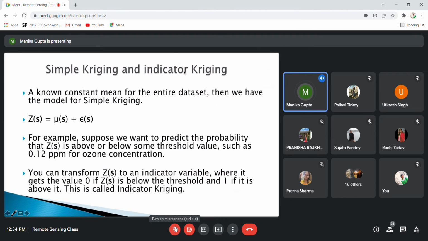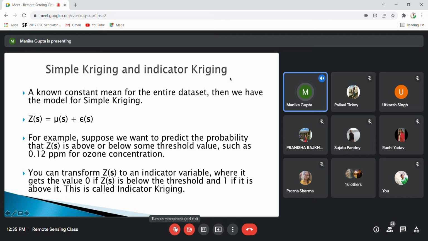Okay, so this was about universal kriging. Now there are 2 more kriging types: one is simple and one is indicator. When we are talking about simple kriging, this is the model equation, and we are saying we have a constant mean for the entire data set. That's your simple kriging equation.